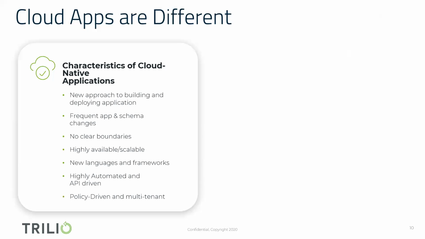They're also policy driven and multi-tenant, right? That's very important for these applications to know, where do I lie? How can I authenticate myself and make sure that I'm interacting with the right tenant and that my application is secure?